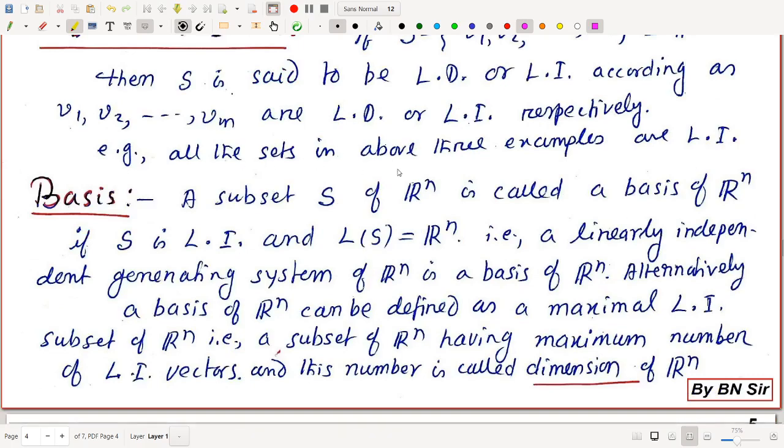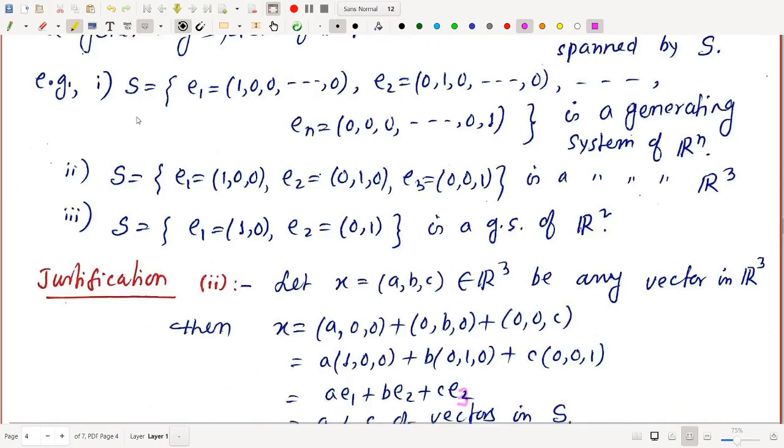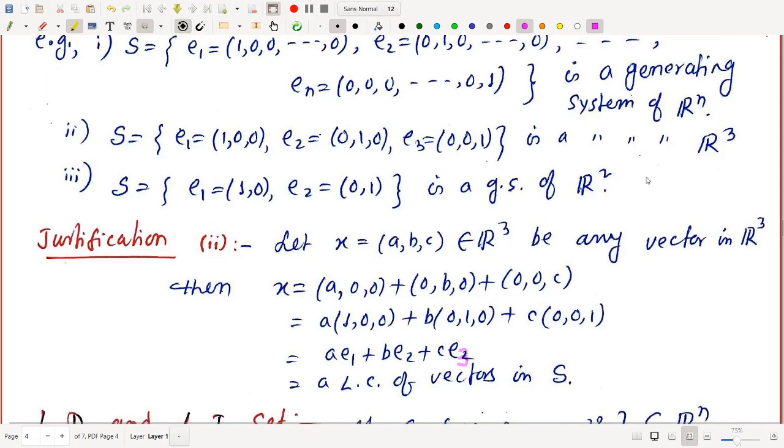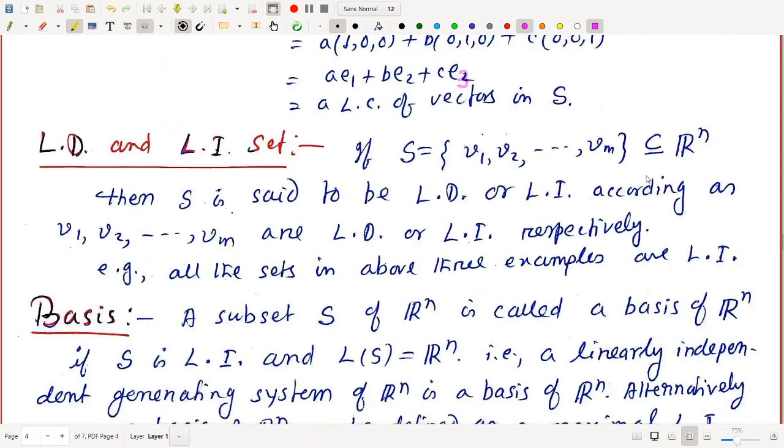For example, all the sets in the above three examples are LI, means here these three S. This is LI set in R to the power n. This is a LI set in R cube. This is a LI set in R square. These are linearly independent.